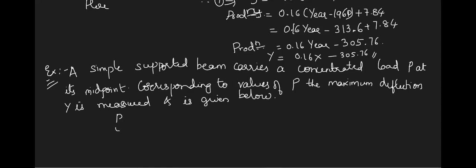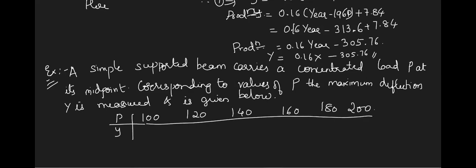P and Y values: P is 100, 120, 140, 160, 180 and 200. Corresponding Y values are 0.45, 0.55, 0.55, 0.70, 0.80 and 0.85.